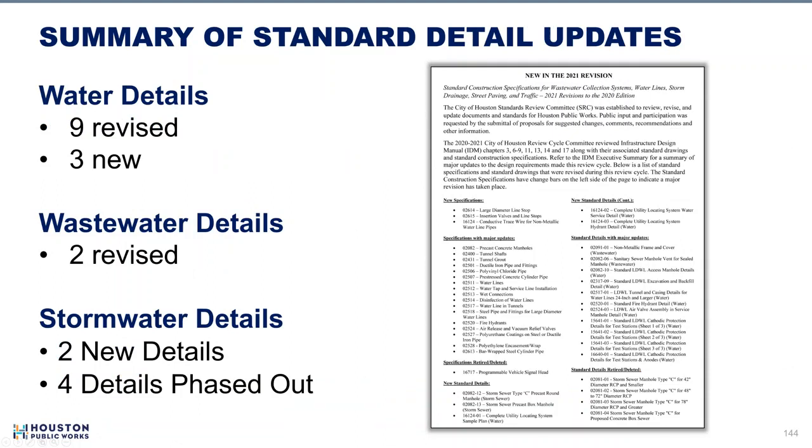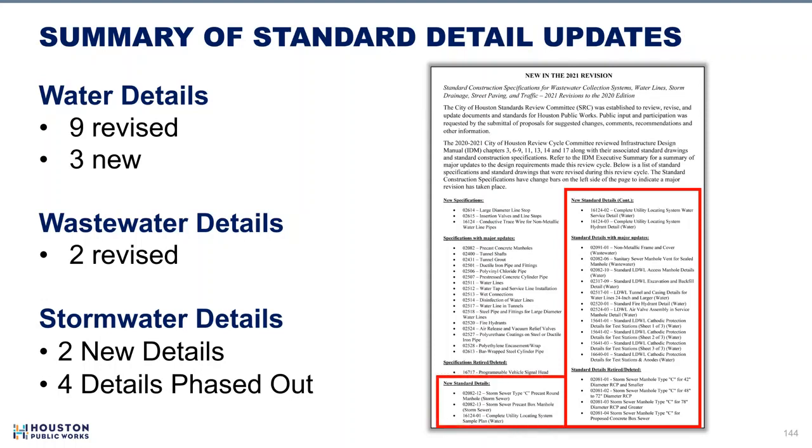Within the Standards Review Committee, the City of Houston had 9 revised and 3 new details within City of Houston water. Shown here, wastewater resulted in 2 revised details, and stormwater resulted in 2 new details and 4 details that had been removed. The executive summary will sum this up. It's showing the boxes in red here. That can be found in the IDM and spec book.